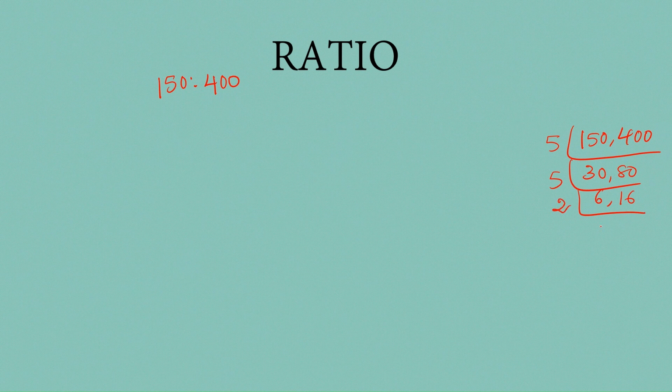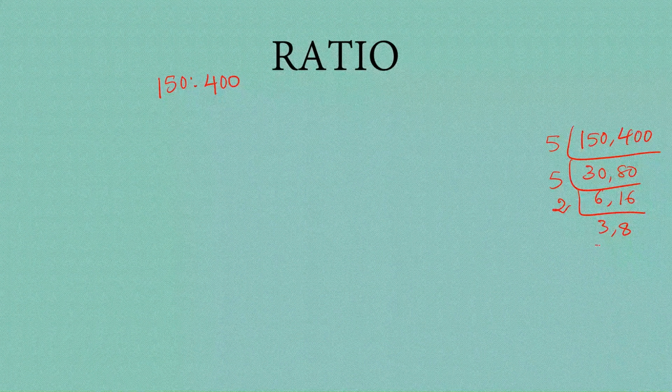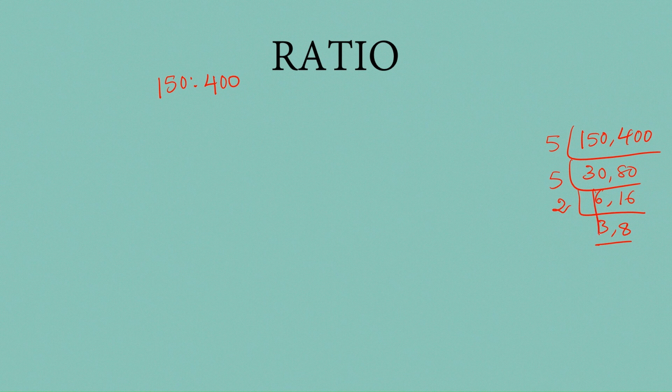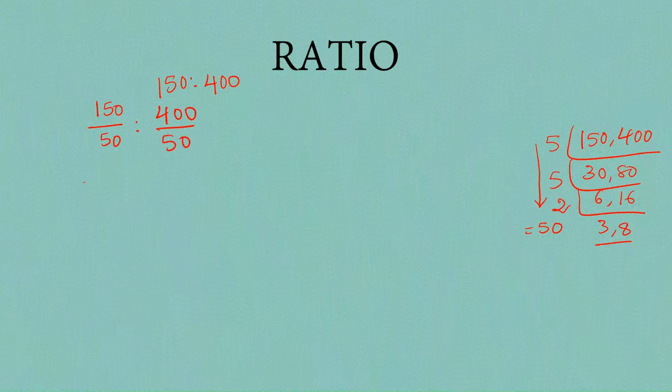Now we'll do the second one. We don't have any more common factors, so we'll take the product of these numbers. 5 into 5 into 2 is 50. We have to divide both the antecedent and consequent by this highest common factor. Divide by 50. This gives 3:8 as the answer. So for this particular ratio, 3:8 is the simplest form.